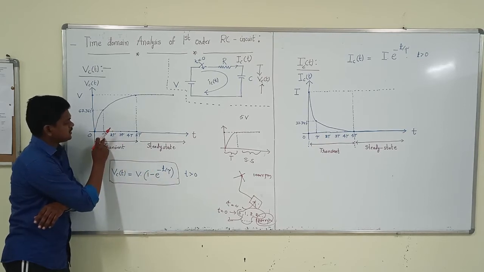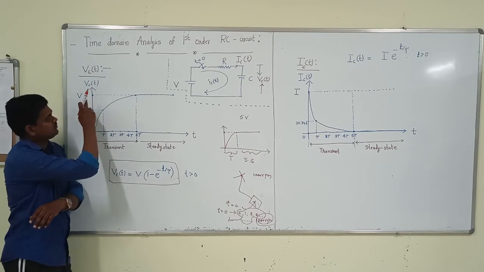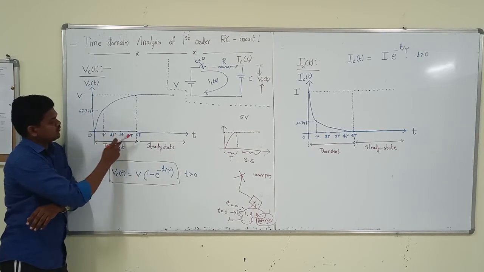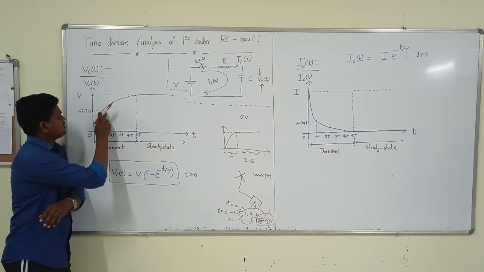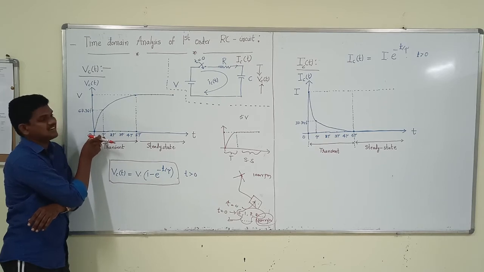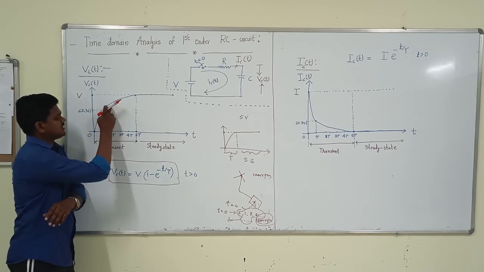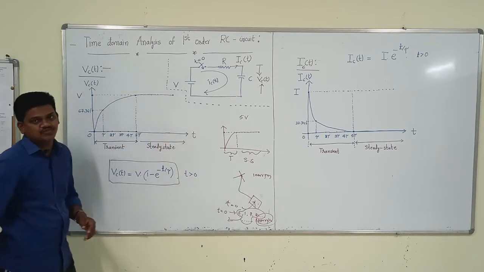If you substitute tau, we will get the value 63.2% of V. After 5 tau, if you take some values, you will get that at tau it will reach this value. This value is known as the time constant. After 2 tau, 3 tau, 4 tau, 5 tau, it will become the steady state value.